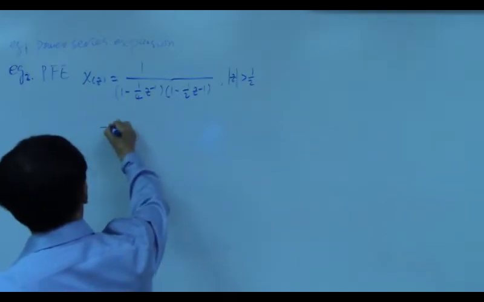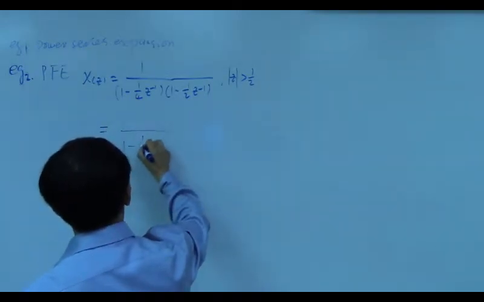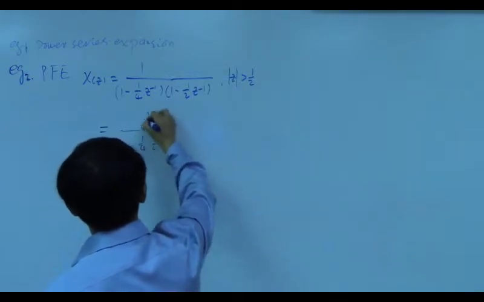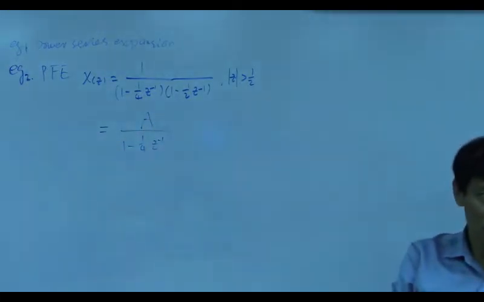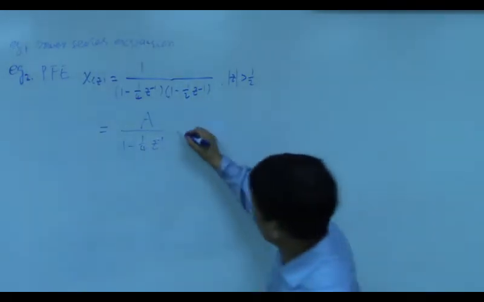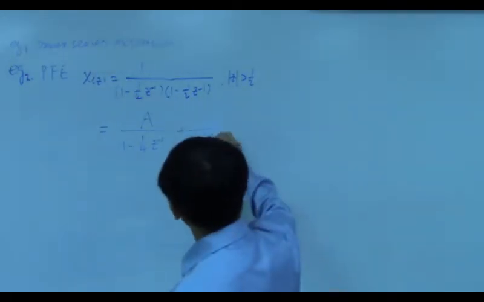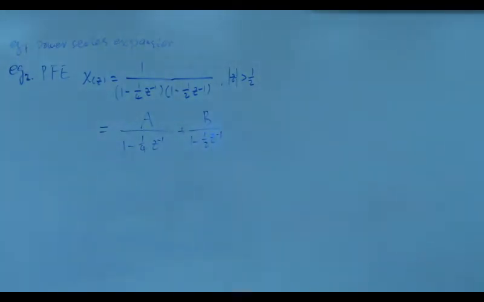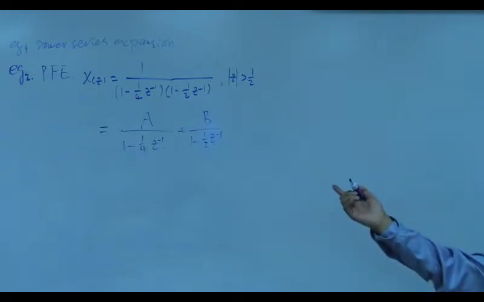So this one, we are going to bring this into A over (1 minus a quarter z to the negative 1), and there's another term, B over (1 minus half z to the negative 1). This is just like the inverse Laplace transform. We record that, then we're going to get the result.